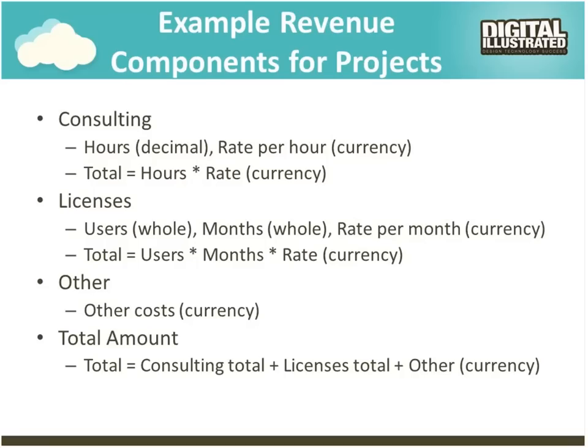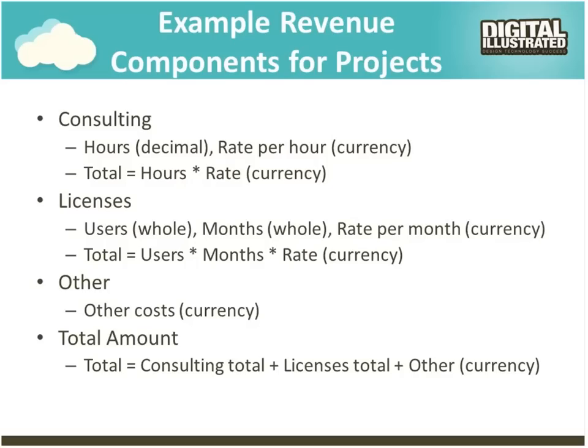So pretty straightforward calculations. And the final component would then be the other costs, so any miscellaneous euros or dollars or whatever you want to add on top of the estimated revenue total there for the opportunity. And then the final calculated field would be the total amount, so that would then just sum up the data from all the previous fields there.